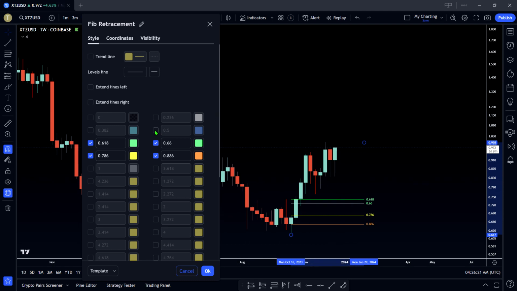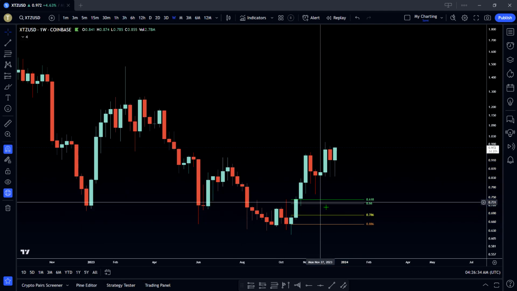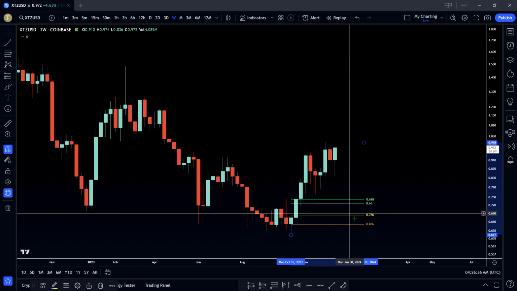Now, I'm going to get into the 382 and the 236 later. Truth be told, the 0.5 is just meant as a midpoint, okay? Do I ever trade off of it? I never trade. You will never see me trade off the 0.5 ever, and I never have it up, first and foremost. Okay? So, let's get into this.